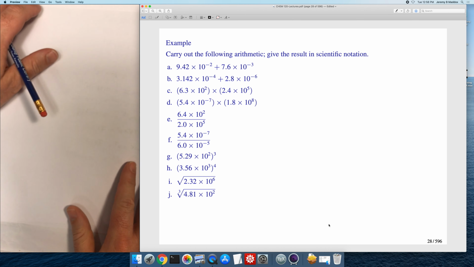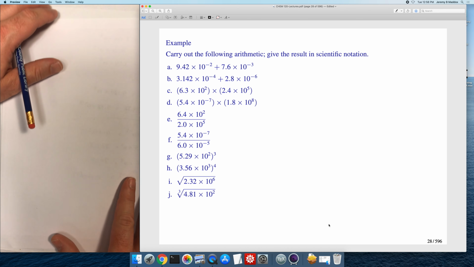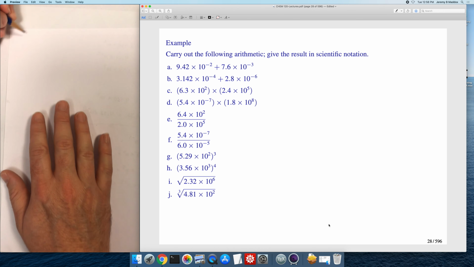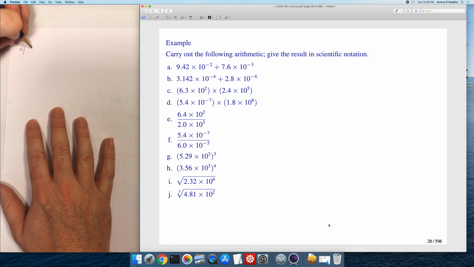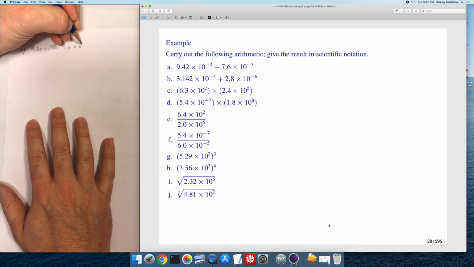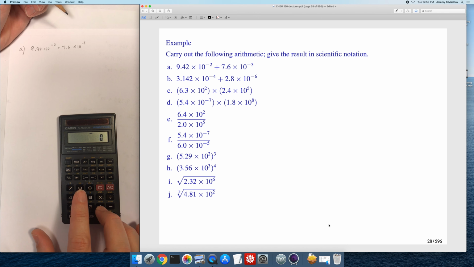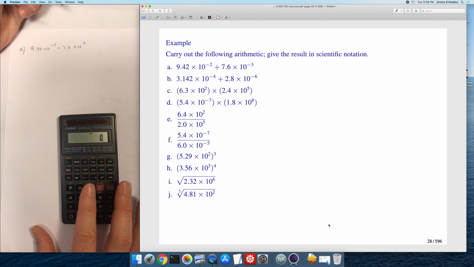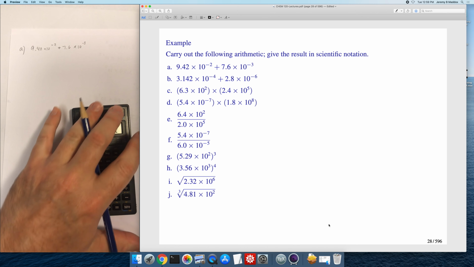I'm just going to do one of each type here. Parts A and B are basically the same, so I'm just going to work out part A for us. Okay, so you've got 9.42 times 10 to the minus 2 plus 7.6 times 10 to the minus 3. Now, you do need to be able to just do that type of thing in your calculator. But it's also helpful if you can do it by hand if you need to. And so what I'm going to do is illustrate how you do it by hand.